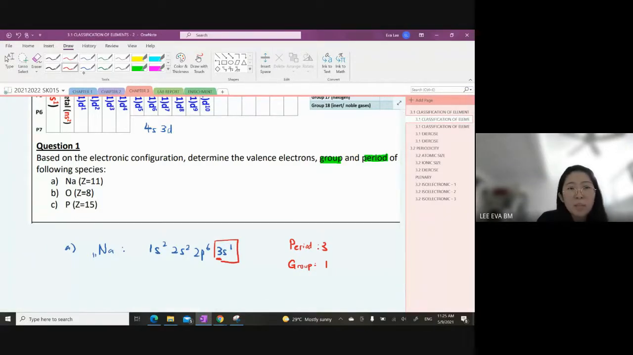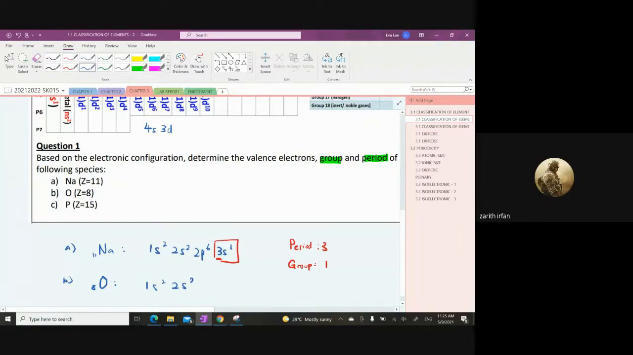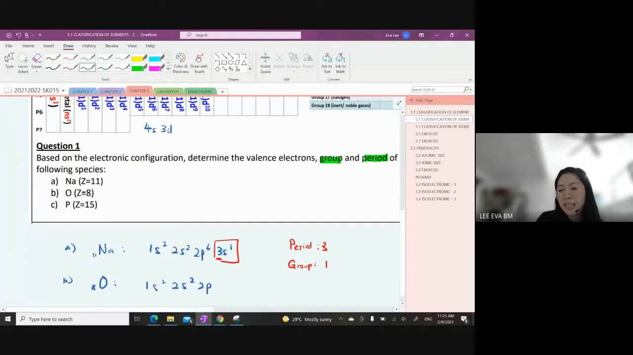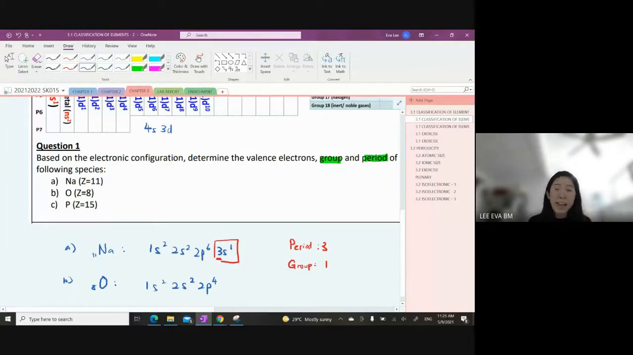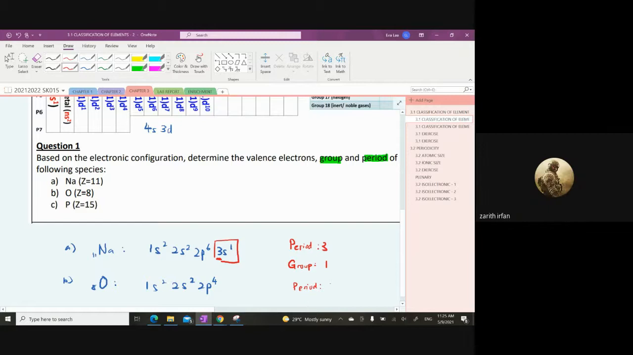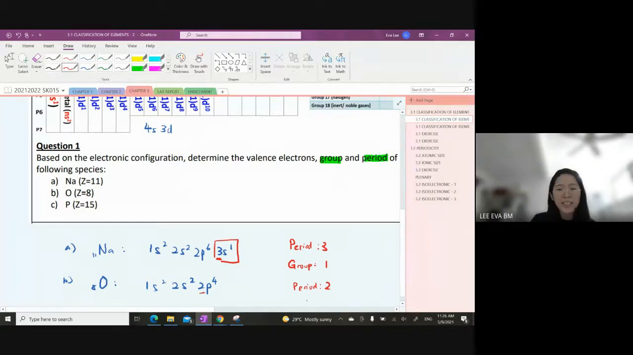Right. So next one, let's try B for oxygen with proton number 8. So we have 1s2, 2s2, 2p4. Make sure everyone knows and is already expert in writing out the electronic configuration. So 1s2, 2s2, 2p4. All the numbers adding up give you 8. So in this case, what is your period, the highest value of n? 2. And what is the group?